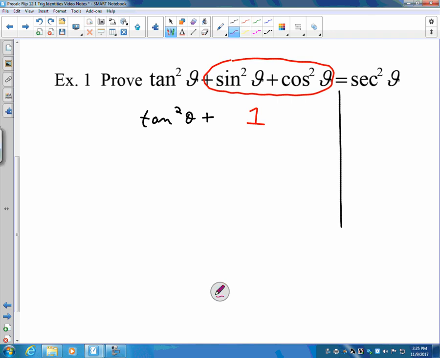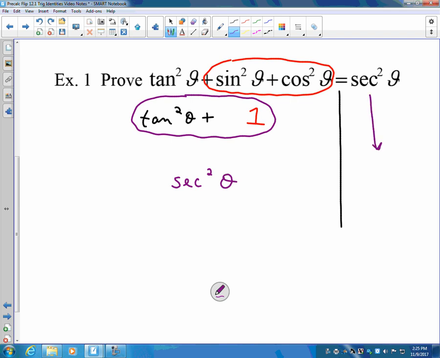And let me ask you a question. Do you recognize this? Tan squared theta plus 1, what does that equal? Isn't that another Pythagorean identity? Doesn't that equal the secant squared of theta? Yeah, it most certainly does. Have we touched this left side? No, we have not touched the left side.